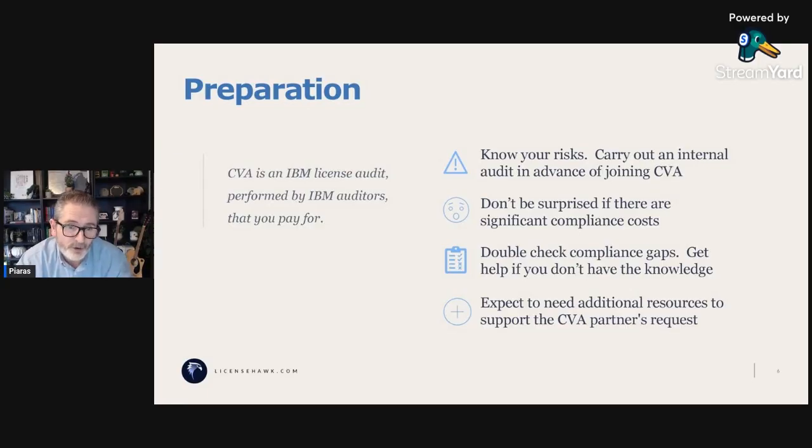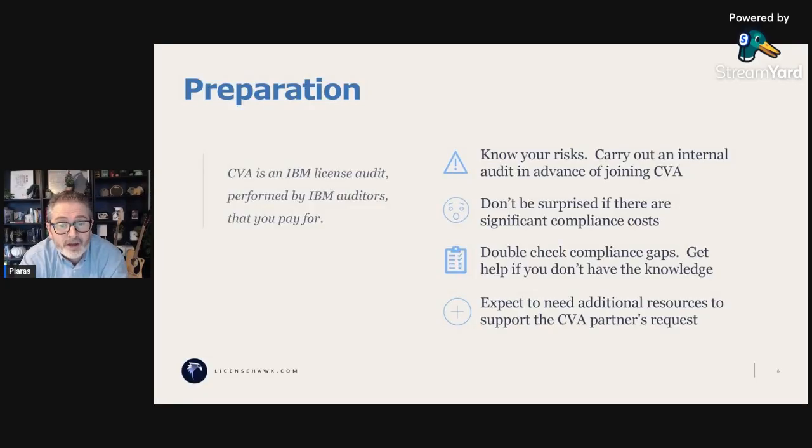So when you're going into this, you need to know your risks in advance. I would be strongly advising any client, at any stage, by the way, whether they're thinking about it or they haven't handed over the data to the auditors or the CVA partners yet, to carry out an internal audit. Understand your risks in advance. Understand the costs. How big a problem have we got here? And once you go in with that in mind, then it's okay. You're going in prepared.